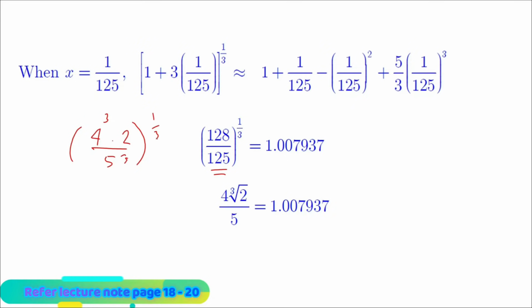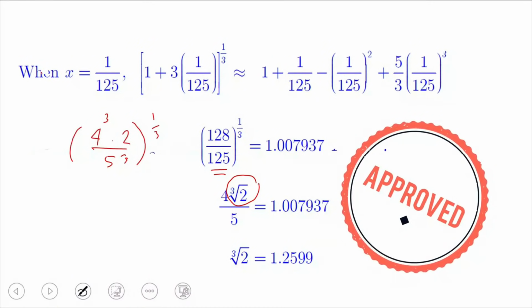Now, we can see here the cube root of 2 that we want to find. To get the cube root of 2, we have to multiply both sides of the equation by 5 over 4. And then we get the cube root of 2 equals 1.2599, correct to 4 decimal places as asked in the question. And we're done.